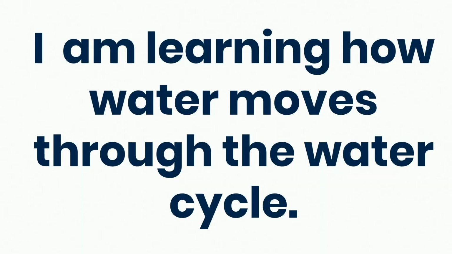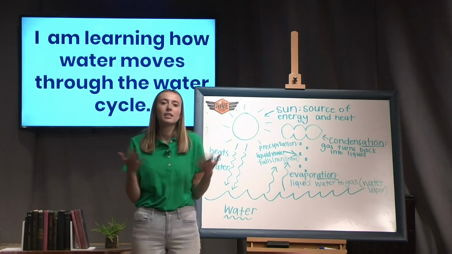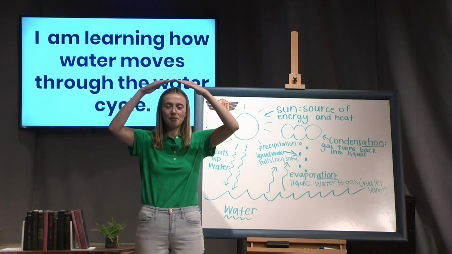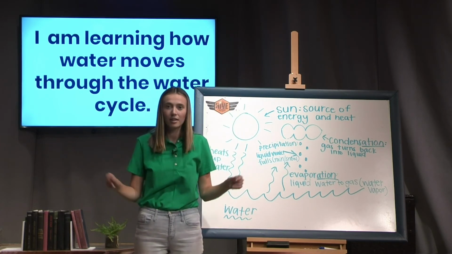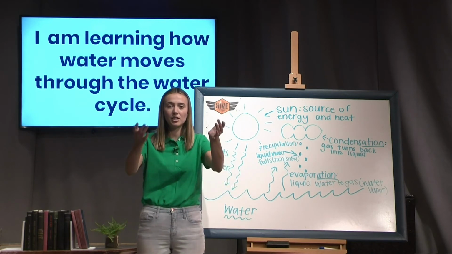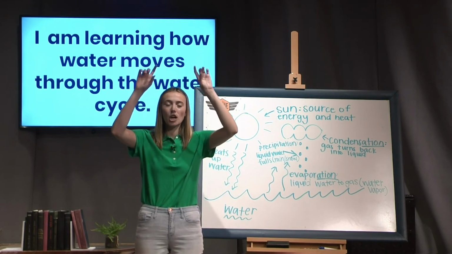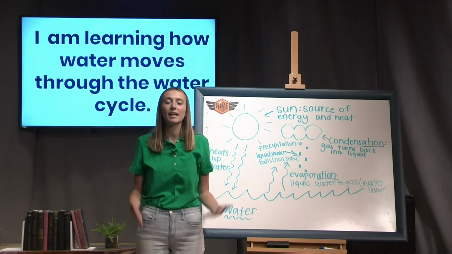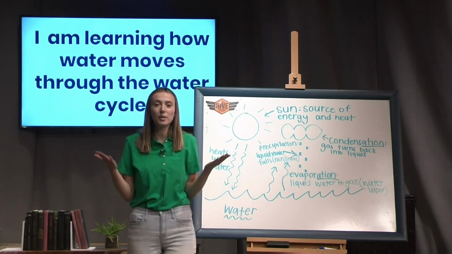So our learning target today was, if you want to say it with me, please do. I am learning how water moves through the water cycle. Did we learn that today? Did we learn how it goes? The sun comes out, it warms up the water, it goes up with evaporation, turns into gas, creates condensation, the clouds, and then precipitation. That's our water cycle. So that's what we learned today.